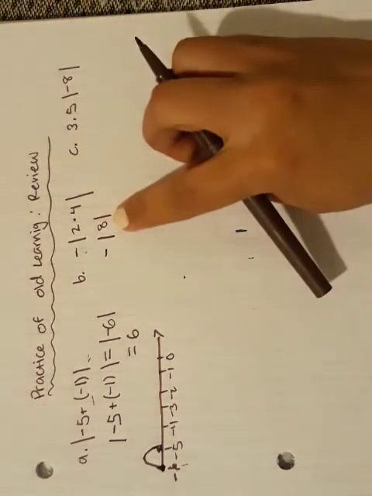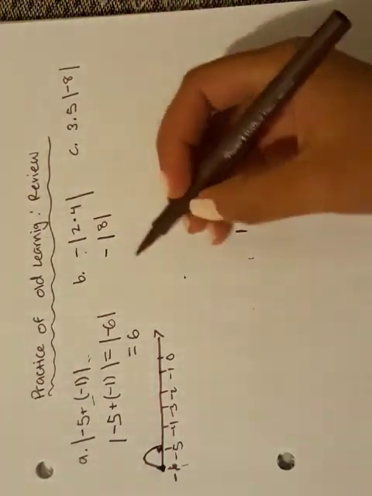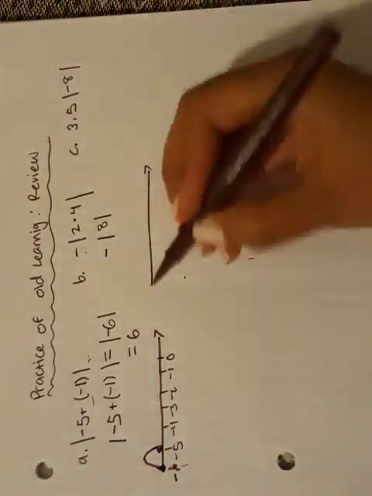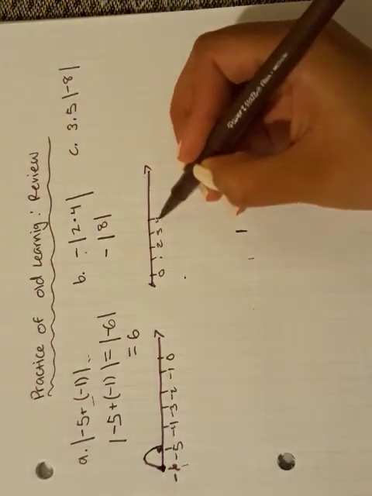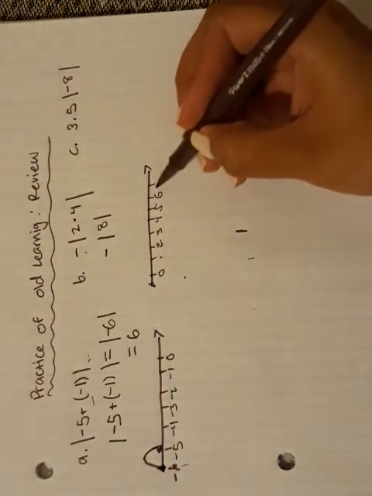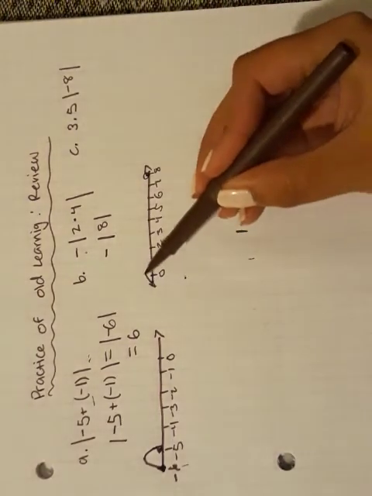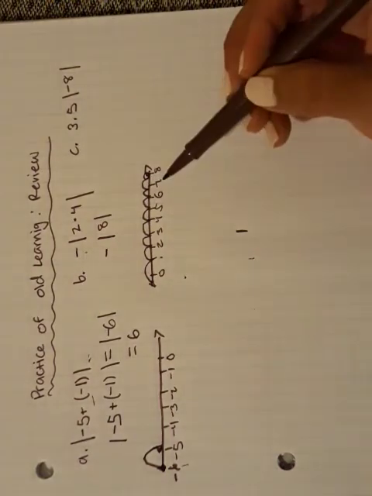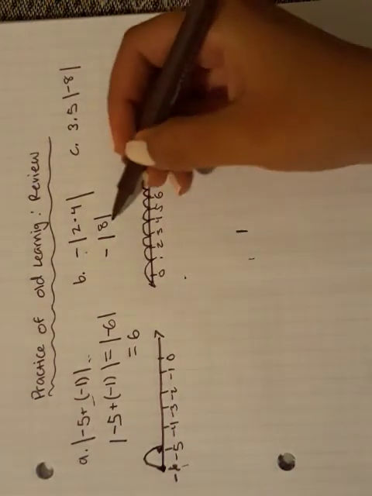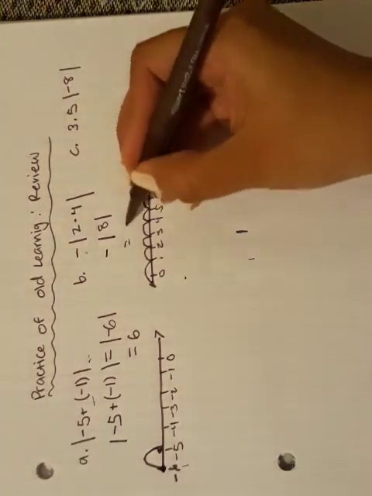And we know the absolute value is how far away it is from zero. So if you were to have a number line and have 0, 1, 2, 3, 4, 5, 6, 7, 8. 8 is right here. How far is it from 0? 1, 2, 3, 4, 5, 6, 7, 8. It is 8 units away from 0. So the absolute value of 8 is 8.